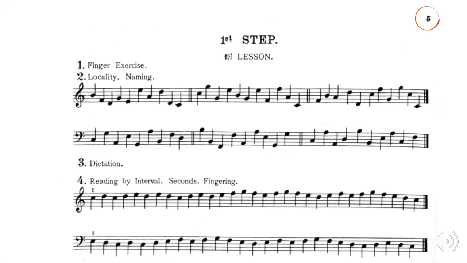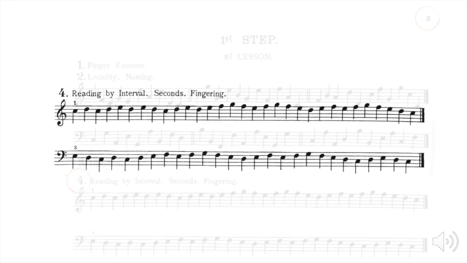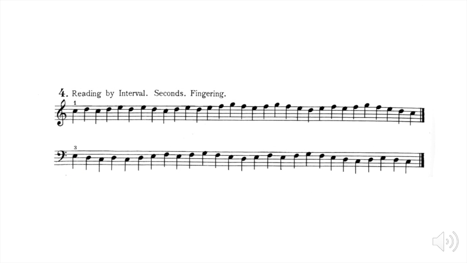And right now we are going to be looking at number 4. It says reading by interval, seconds, and fingering. So page 5, number 4. So here's number 4, and today we're going to be reading the bottom line, or the F-clef line of intervals of seconds. We've talked quite a bit about intervals in the preliminary lessons, but let's review a little bit of what we know already about intervals.